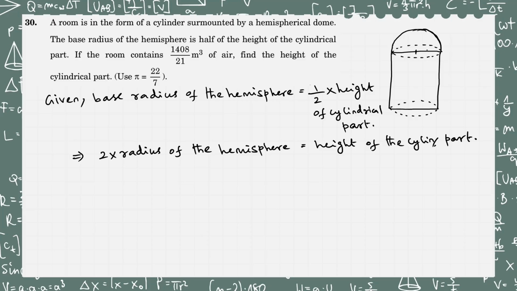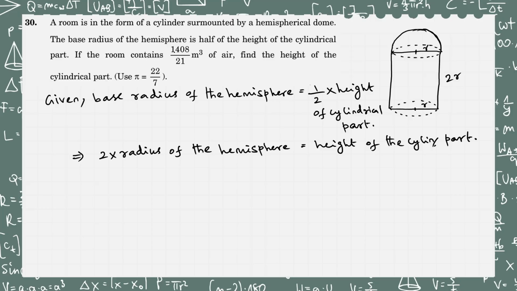Now what we are going to do is call the radius of the hemisphere r only, and the cylinder's radius is also the same, otherwise we can't surmount one on the other, right? So both have the same radius, and the height of the cylinder is 2 times the radius, that is 2r. Okay, so now let us see the next condition given.